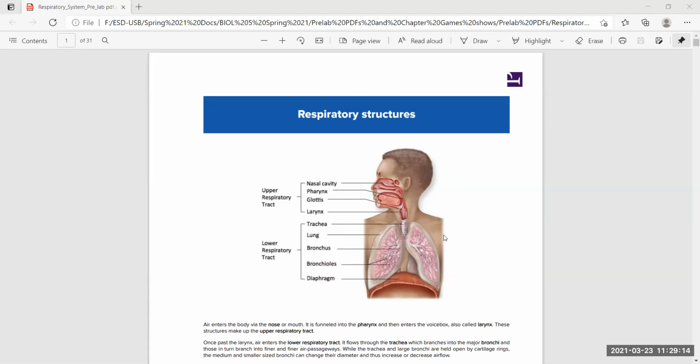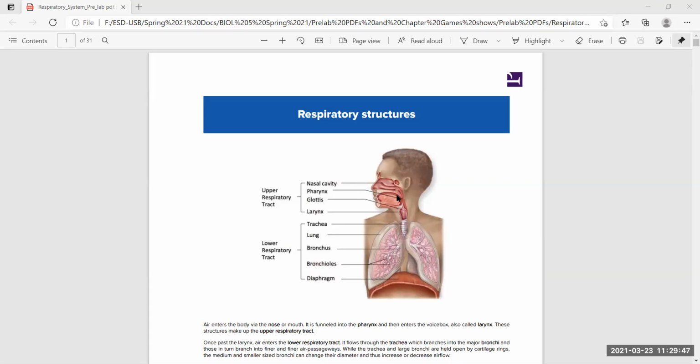So here I will talk about the anatomy of the respiratory system and then some mechanics of breathing, exchange of gases across the lungs, and then some of the disease which is associated with the respiratory system like obstructive and restrictive lung disorders. Okay, so respiratory system structure is divided into two groups: upper respiratory tract and lower respiratory tract.